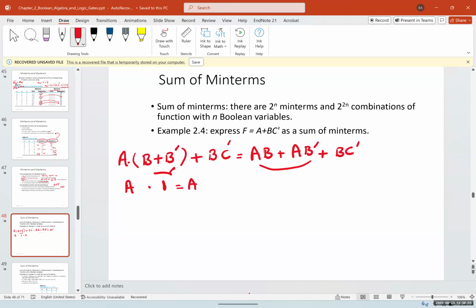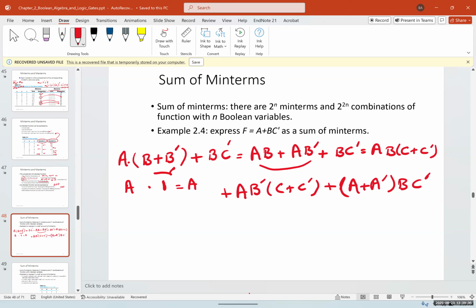Now again, these terms don't have c, so what we do, we would multiply it by c plus c prime. So we're going to have a b times c plus c prime, I'm going to write the rest here, plus a b prime times c plus c prime plus b c prime. Now for b plus b c prime, again, we don't have a plus a prime, so we're gonna write it like this. We're gonna write it like a plus a prime times b c prime.